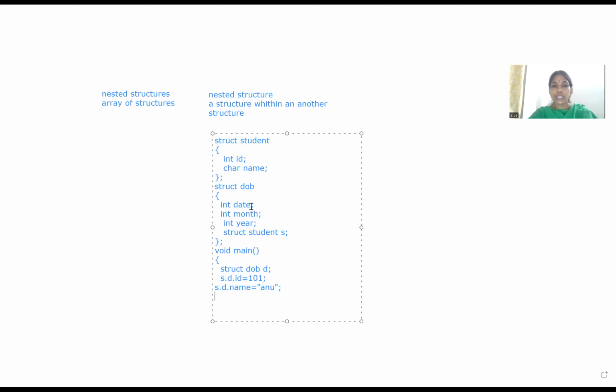Now, what is the second structure here? Date of birth. What is the date of birth structure variable? D. So, date of birth has date, month and year. For these structure members, we can directly take the structure variable of date of birth. D dot date equal to 20, D dot month equal to, I'm giving, D dot year equal to.